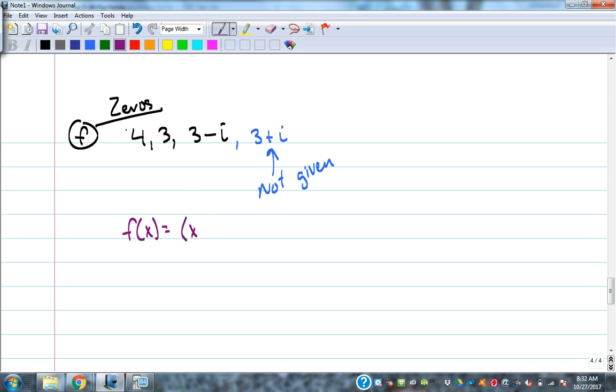What's the factor for 4? x minus 4. The next one is x minus 3. And then the next one would be x minus 3 plus i, and then x minus 3 minus i. It doesn't matter what order you write those in. If you wrote x minus 3 minus i first, that's fine. It doesn't matter.